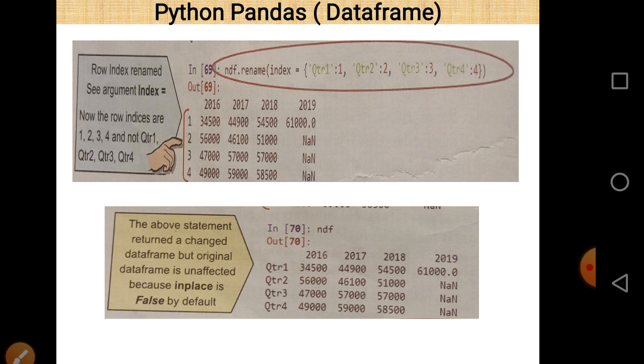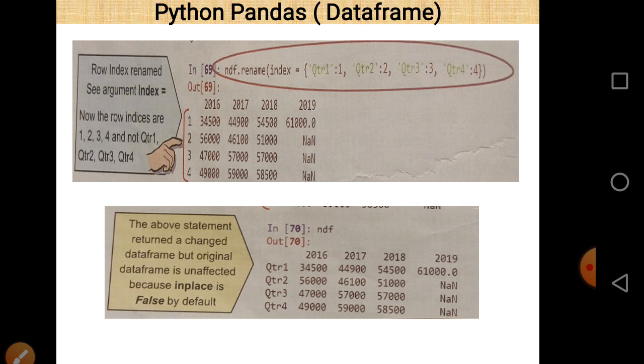In this data frame we can easily see, where the finger points, that these are the new index, because we renamed the different index by 1, 2, 3 and 4. The original index contains the values QTR1, QTR2, QTR3 and QTR4, and after renaming they are represented by 1, 2, 3 and 4. So in this way we can rename different indexes.